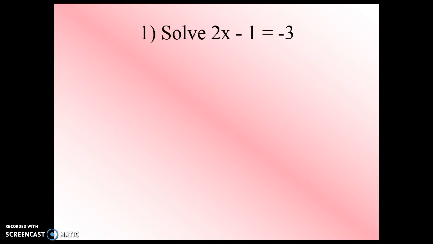2x minus 1 equals negative 3. Our first step, as always, is to draw that river. Next, we need to move the number beside x. What's the number beside x? Negative 1. Not the number directly beside x, but we need to move this number before we can start working with 2x. So let's move our minus 1.